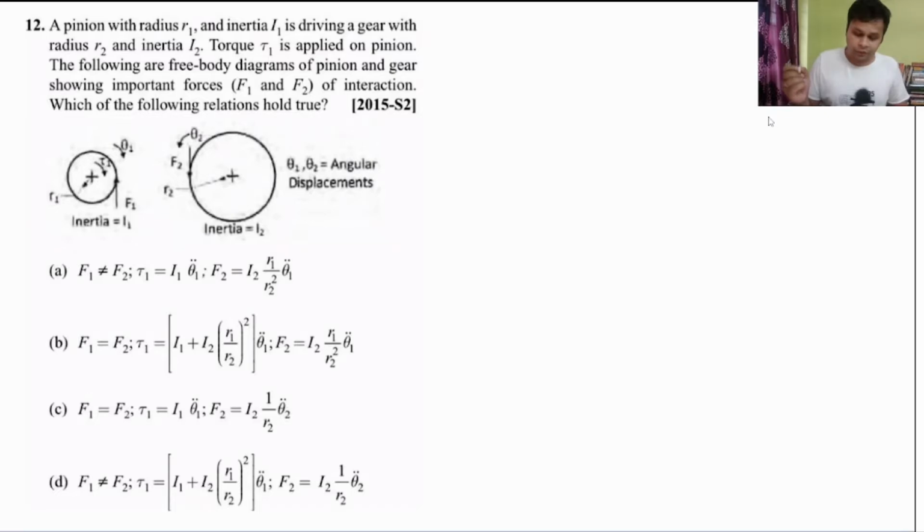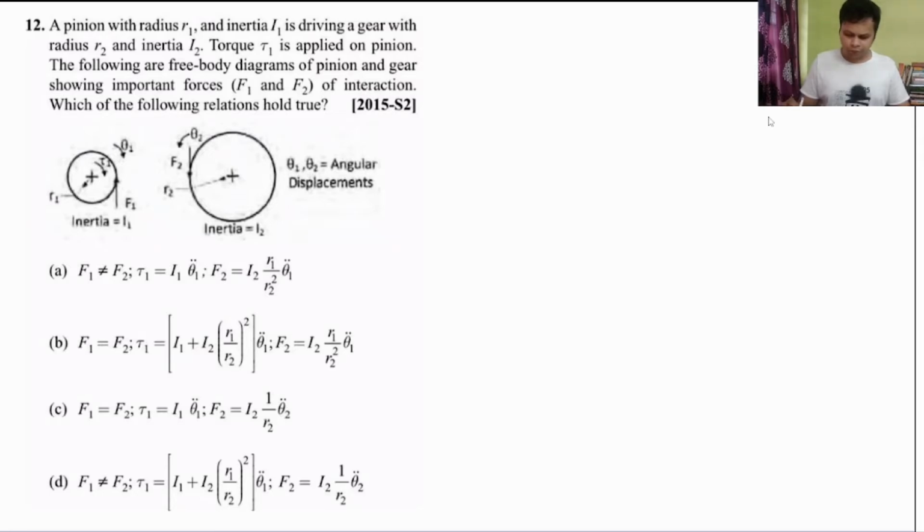Okay. So let us read the question. A pinion with radius r1 and inertia I1 is driving a gear with radius r2 and inertia I2. The torque tau 1 is applied on the pinion. The following are the free body diagrams of the pinion and the gear showing important forces F1 and F2 of interaction. Which of the following relations hold true? Now, the smaller gear you can see is the pinion. The bigger one is the gear. So the forces are shown. The free body diagram is given. You're asked which of the following equations is right.